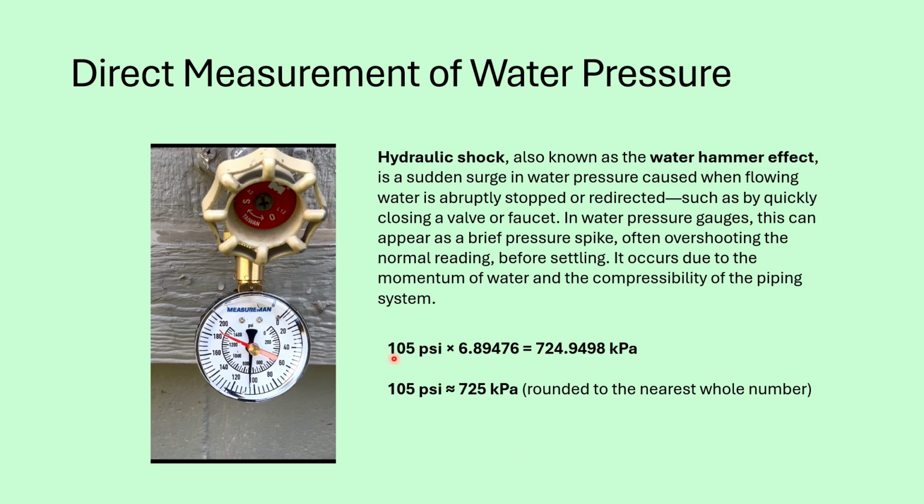Now, in my case, it was 105 psi. I multiplied by 6.89, so my house has approximately 725 kilopascal, or 105 psi.